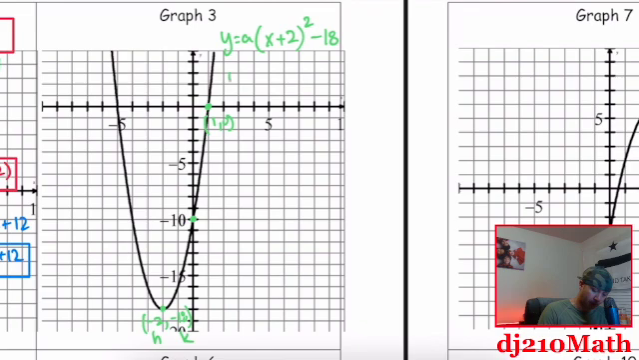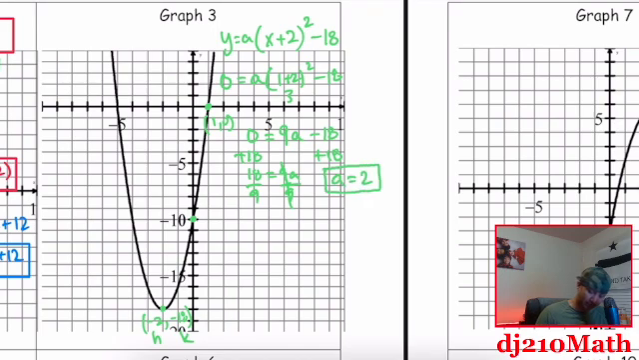So this is going to be y, in this case 0, is equal to a times (1 plus 2) squared minus 18. So 0 is equal to, 1 plus 2 is 3, 3 squared is 9. So I'm going to write that in front. 9a minus 18. Plus 18, plus 18. So 18 is equal to 9a. Divide both sides by 9. A is equal to 2. That's different. A is equal to 2.